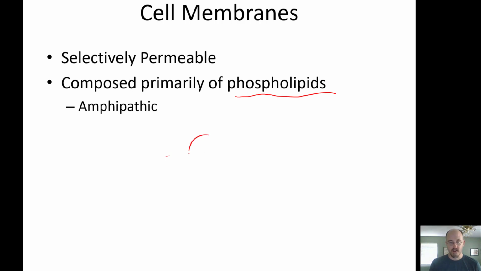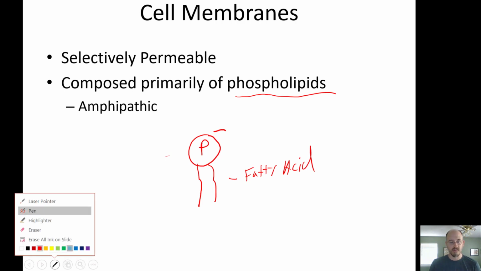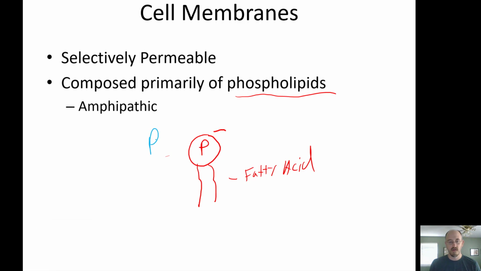Amphipathic molecules, let me draw one here. This is a phospholipid. It has a phosphate group here, which has a negative charge, and then it has fatty acid tails. So when a molecule is amphipathic, that means that parts of it are polar, also, which makes them hydrophilic. Okay, hydrophilic, that means they like water.